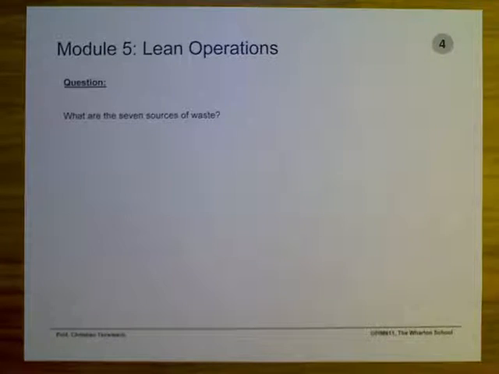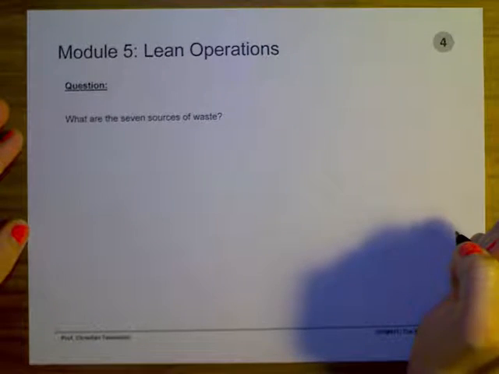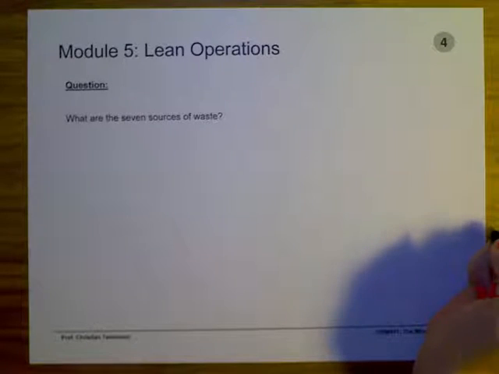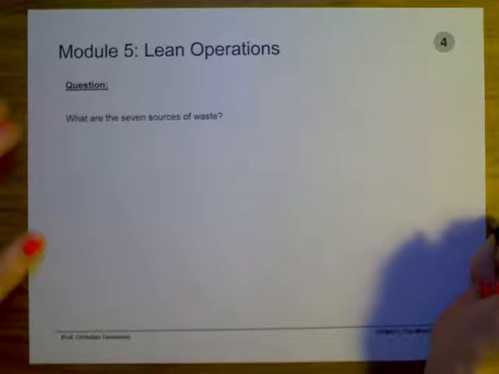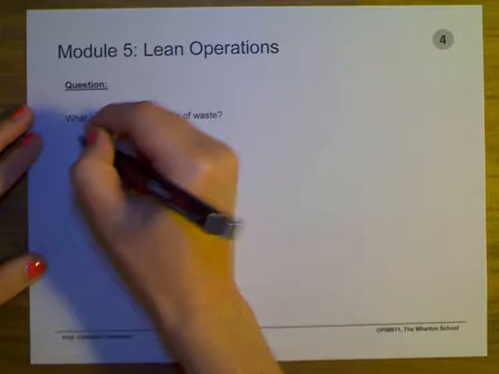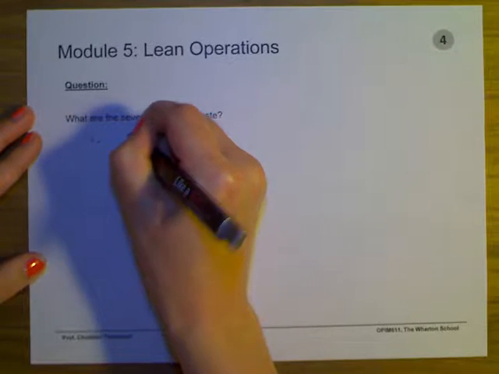From Module 5, let's take a look at a question on lean operations and talk about the 7 sources of waste. So there's 7 sources of waste, according to Ono, one of the thought leaders behind the Toyota production system. The first is overproduction.